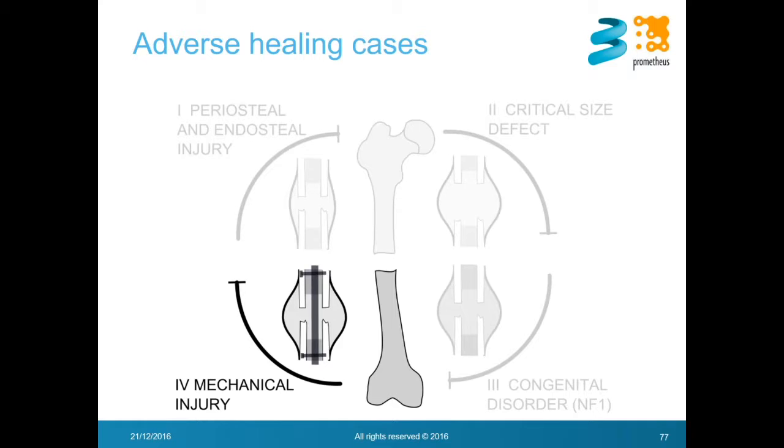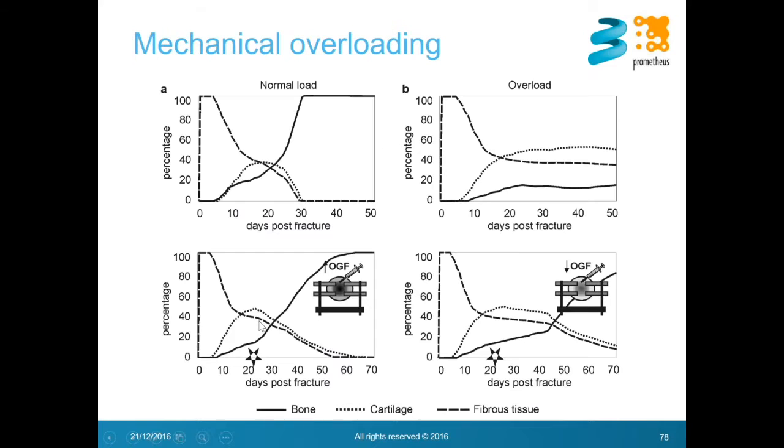A last case of adverse healing is the mechanical case. So where we know that with normal load, we get good fracture healing, and in good fracture healing, you see here the fibrous tissue going down over time, cartilage being formed and degraded, and bone being formed over time inside the fracture. Now, when we have an overloading case, you see that there is some bone formation. This is intramembranous ossification, but then the endochondral ossification is not taking place. So the cartilage and the fibrous tissue component are sticking around and they're not going away.